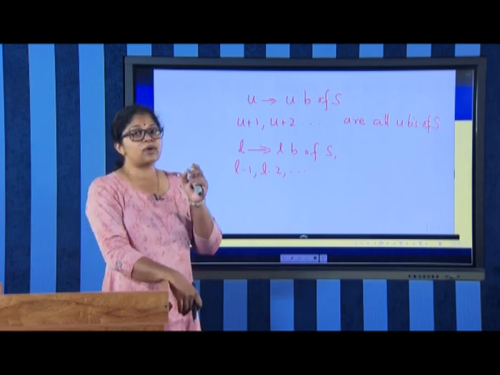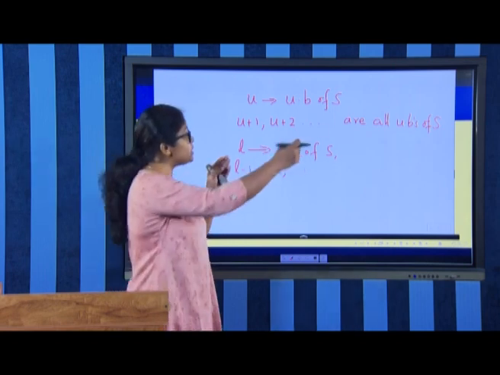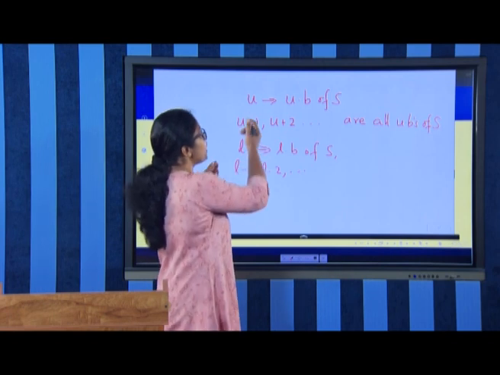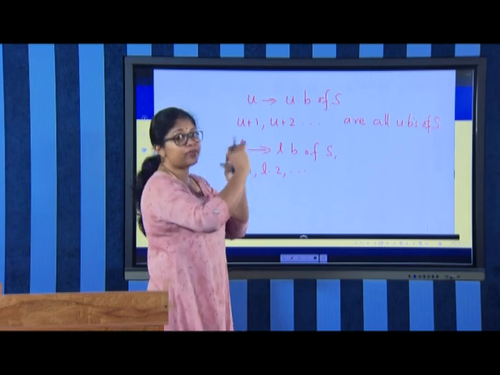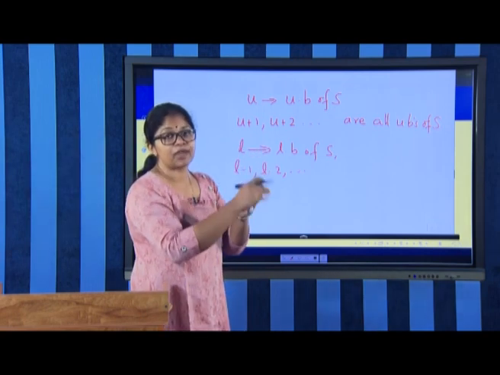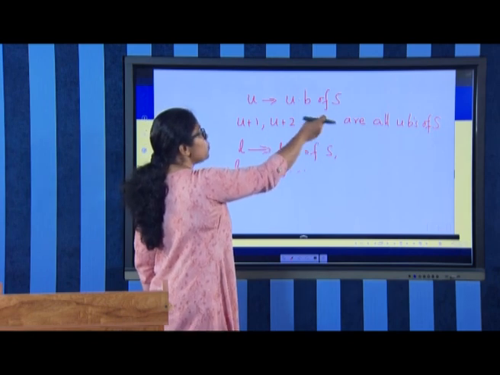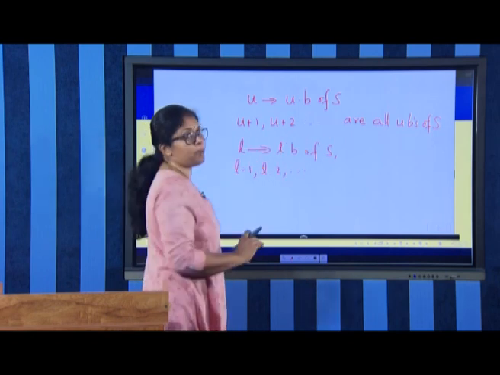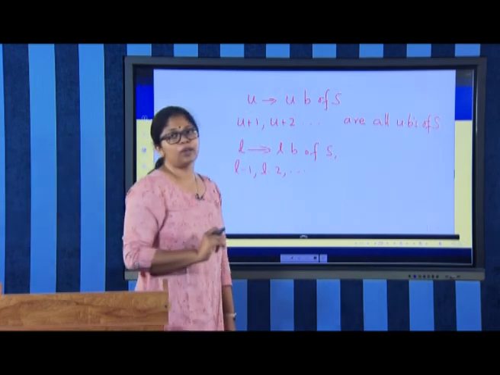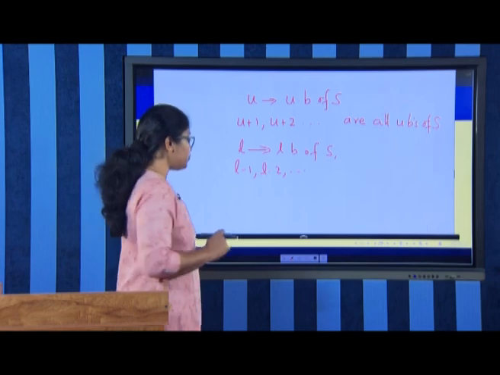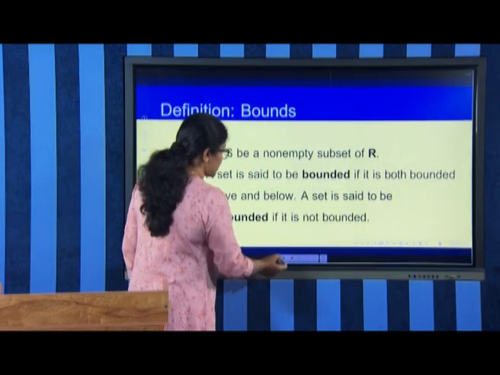So, there is some interest in finding out which is the least of all the upper bounds, because we have seen that if one element is an upper bound, every real number greater than that is also an upper bound. So, which is the least of all the upper bounds and which is the greatest of all the lower bounds? That is a question of interest. Now, let us look at an answer to that question.